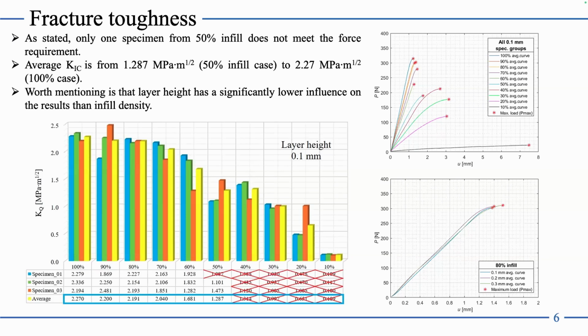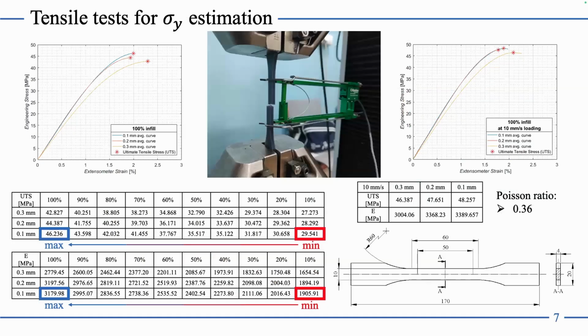We also had 0.2 and 0.3 conducted in the same manner. We see the layer height, just to point out that from the 80% infill on all three layer heights, there is not much of a difference in the results. So the main focus here is on the infill density.